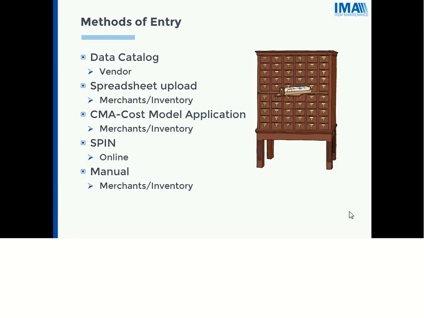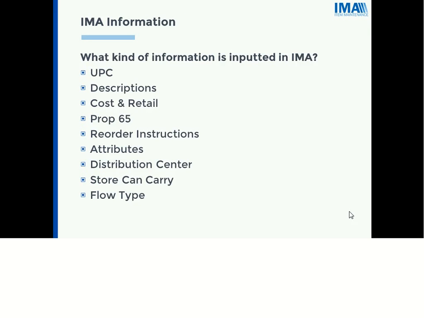So for internal users, we have a spreadsheet upload, something called CMA. We also have manual entry, which is done more often by some of our internal users. We also have Spin. Some of you may have heard of Spin. I don't do any training with Spin, but if your items are only going to be online, they actually get set up in Spin, and then they're going to backfeed to IMA. So that's another method of entry. So there's a lot of different information that gets put into IMA. We're going to be going over this today over the next hour.